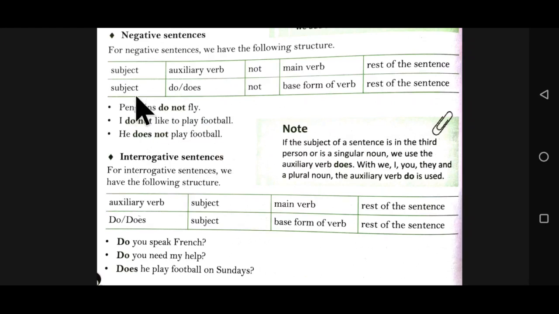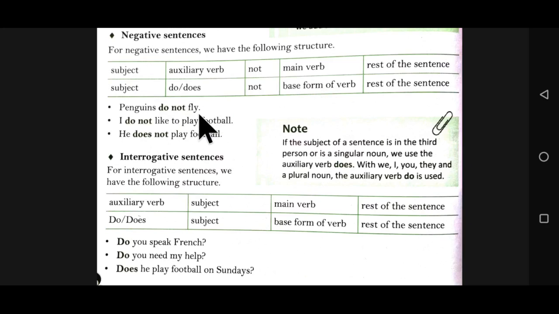For example, penguins do not fly. So here penguins is the subject. After that we wrote the auxiliary verb. After that we wrote not. Then we wrote the base form of the verb.